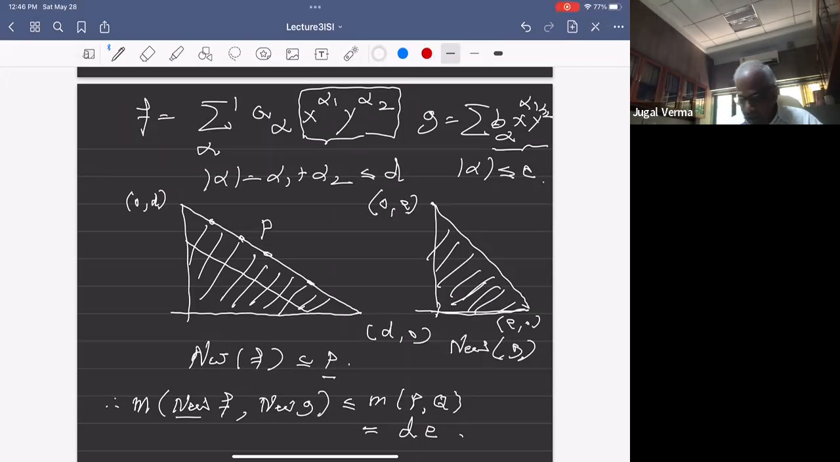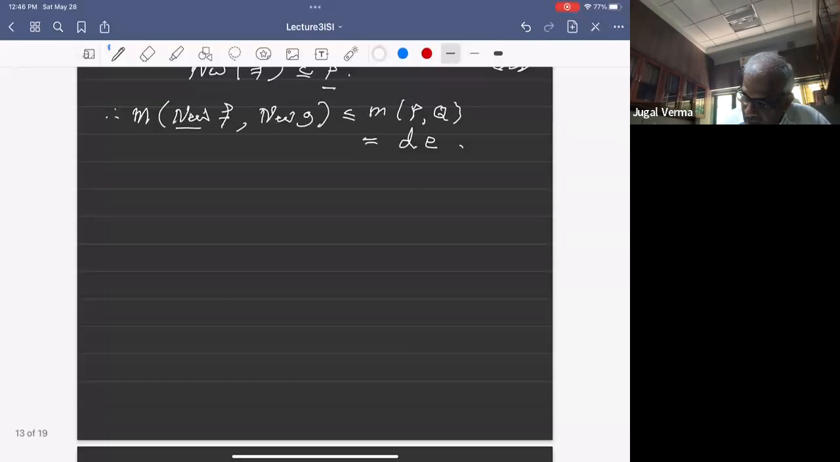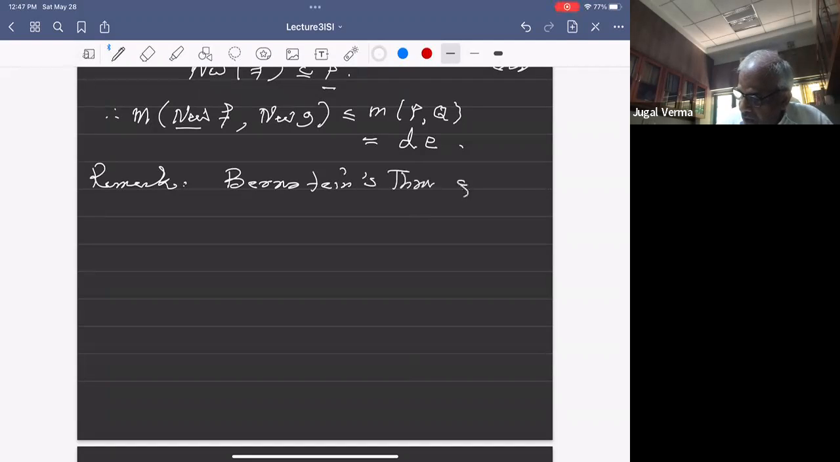Right. So let me prove Bernstein's theorem in a special case. First of all, there is a remark. Bernstein's theorem is sharper; it gives better bounds than Bézout's bound.